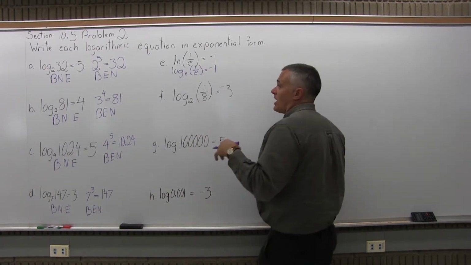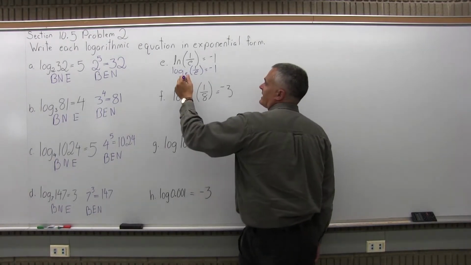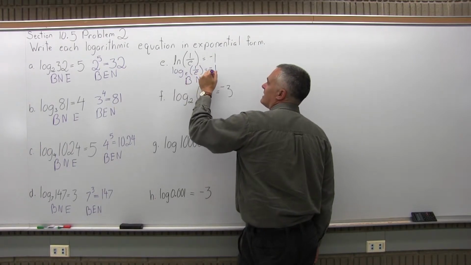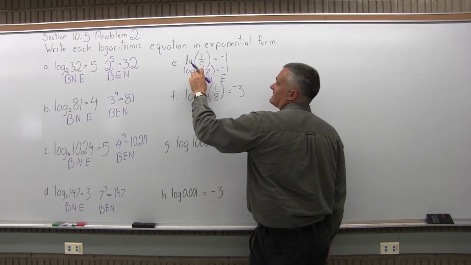So underneath log base e of 1 over e equals -1, I'm going to put Benny, B-N-E for base number exponent. The base is e.